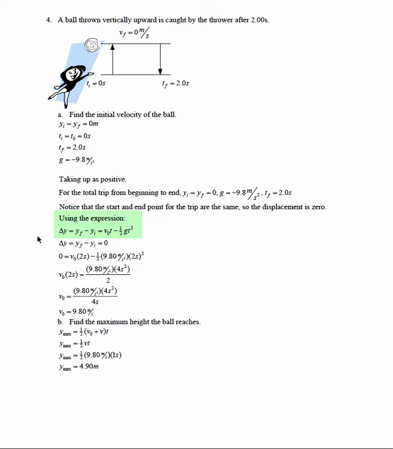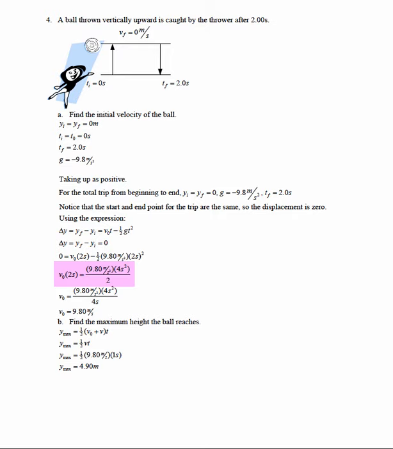So if we take a look at the expression, the change in height, delta y, is equal to the final height minus the initial height, and we set that equal to the initial velocity times time minus 1/2 the gravity times time squared. Knowing that the change in height, or the displacement, is 0, this whole term goes to 0. So what we're left with is the initial velocity times the round trip, 2 seconds, minus 1/2 times gravity, 9.8 meters per second squared, times 2 seconds, the total trip, squared.